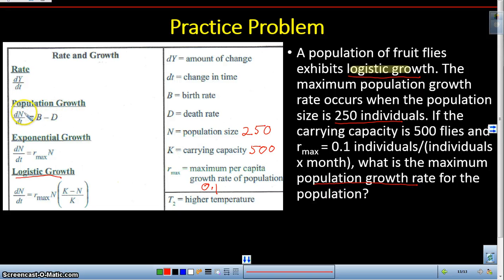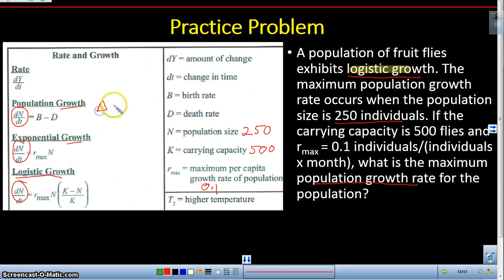Now, one thing I need to point out over here is whenever we see this dN over dt, that's what they're talking about, this growth rate right here. So a lot of times students get confused. They say, what should I plug in for d? What should I plug in for N? When in fact, this is what you're solving for. This is going to give you the answer.